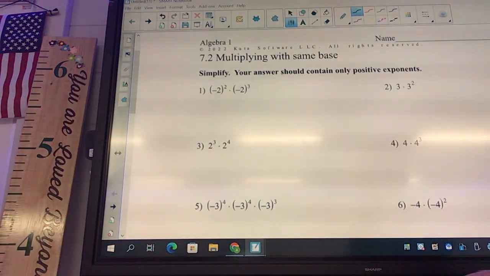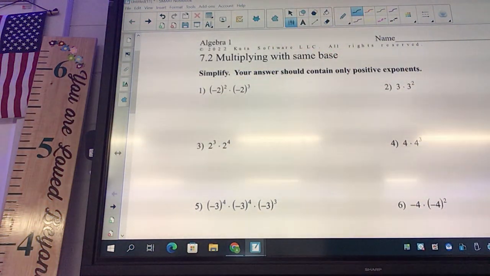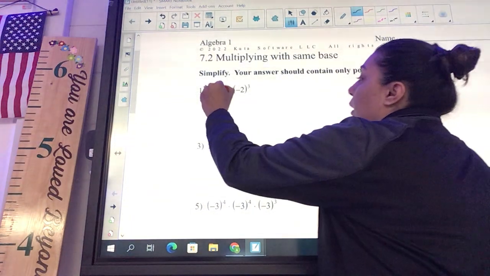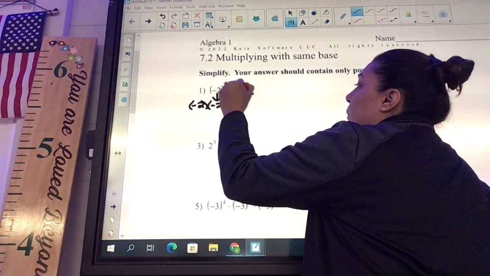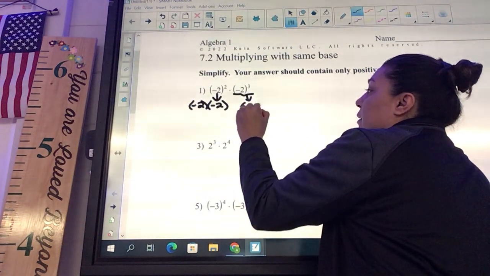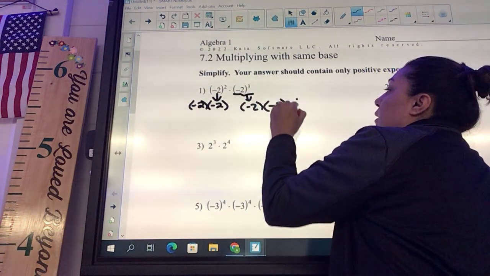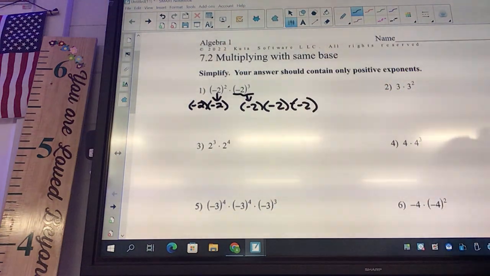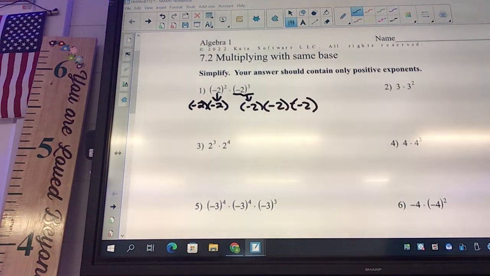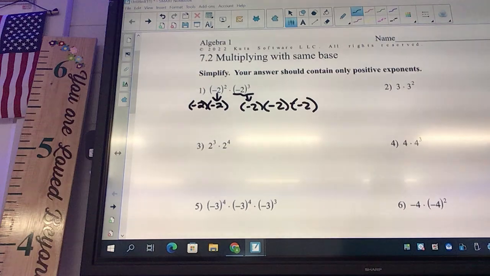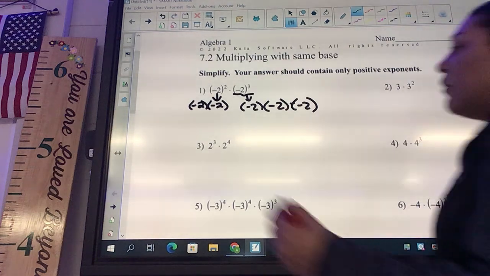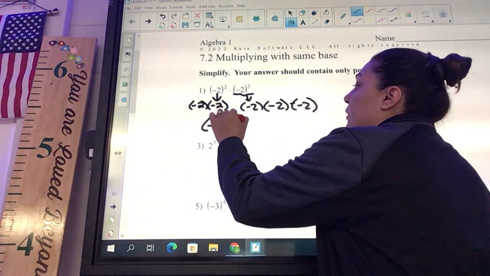So, we have negative 2 squared. What does squared mean? Times itself. So essentially, for this part, you're getting negative 2 times negative 2. Okay, and then this part is cubed. So that means 3 times negative 2, negative 2, negative 2. How many of those do we have? 5. Okay, so where did we get a 5 from? Where did the exponents go? Okay, so our final answer would be negative 2 to the 5th power.